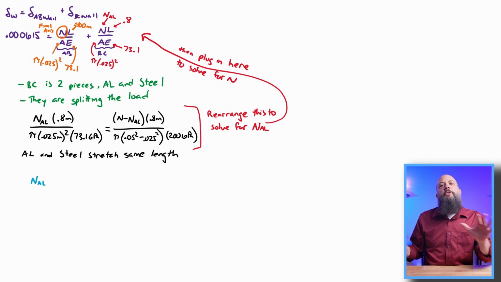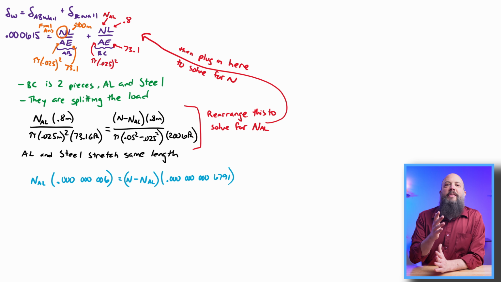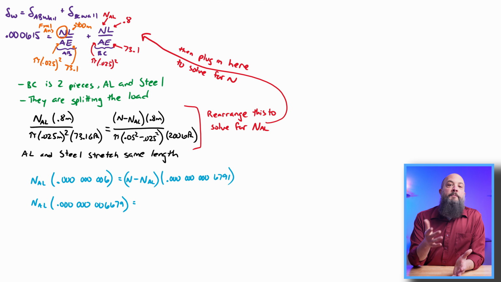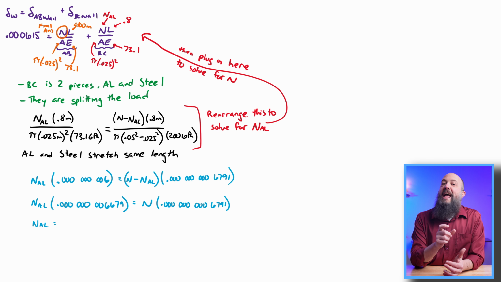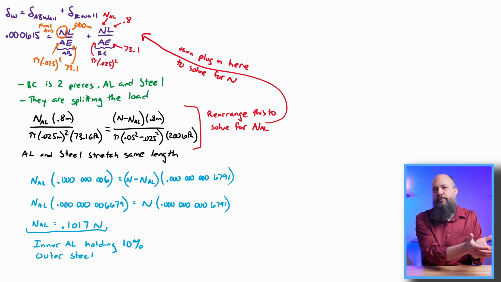So we plug in some numbers, do a bunch of algebra. I'm sorry for the million zeros in all of these. I don't like using scientific notation. It's just a personal preference. I get that the aluminum is holding 0.1017 N. It's holding 10% of the weight, right? The steel is holding 90%.